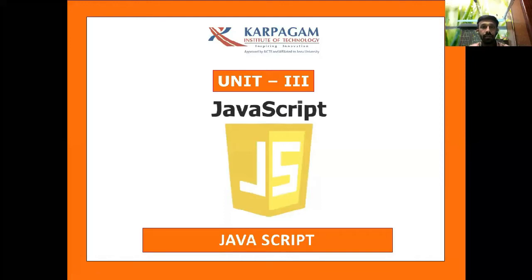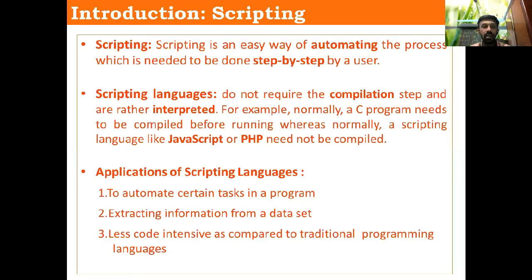Good morning, students. Today we are going to see about JavaScript, which is part of the third unit. First we will start with the basics of what is scripting, then scripting languages, then what are the types of scripting languages. Okay. Now see what is scripting. Scripting is to automate the process. In other words, we can say it is a method of automating the process that needs to be executed step by step by the user.